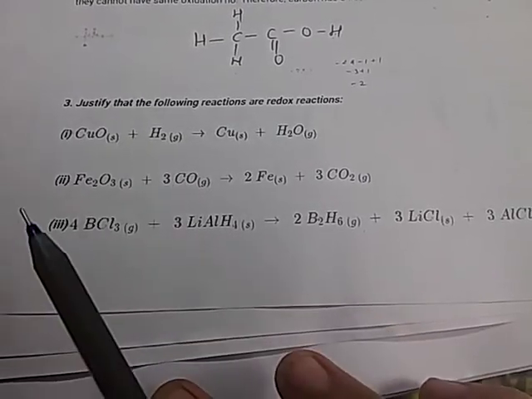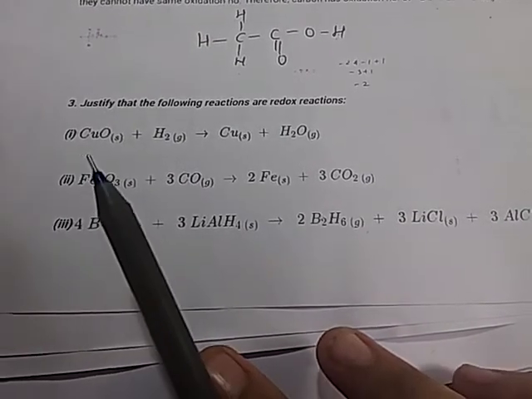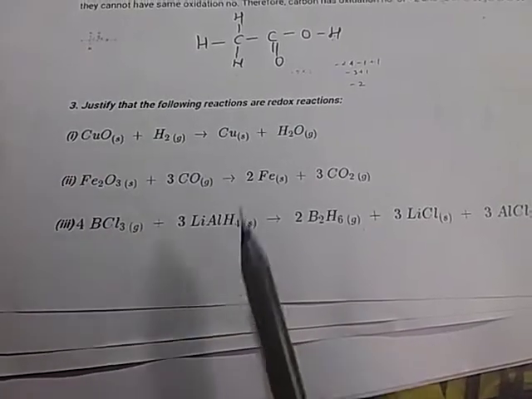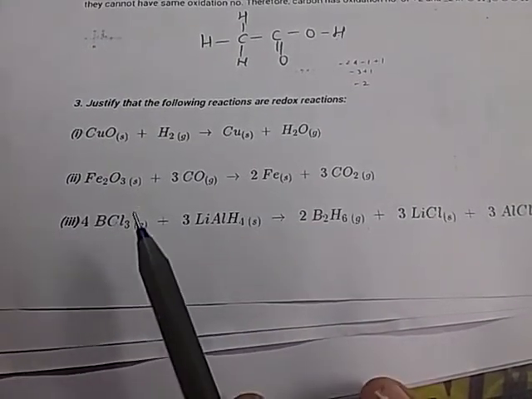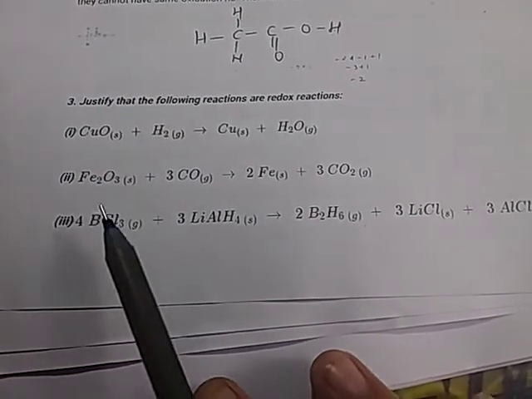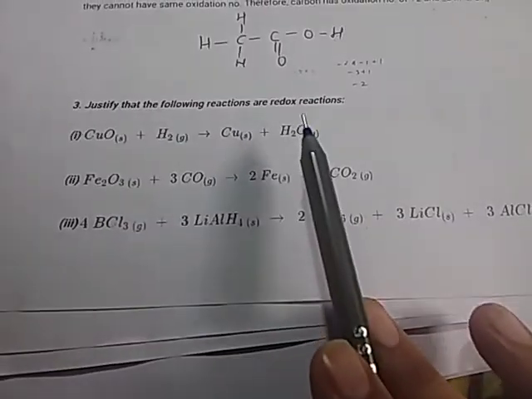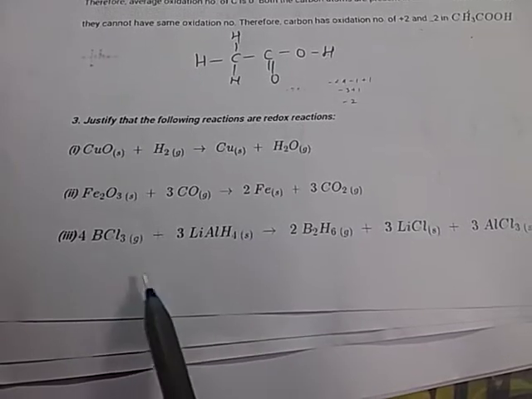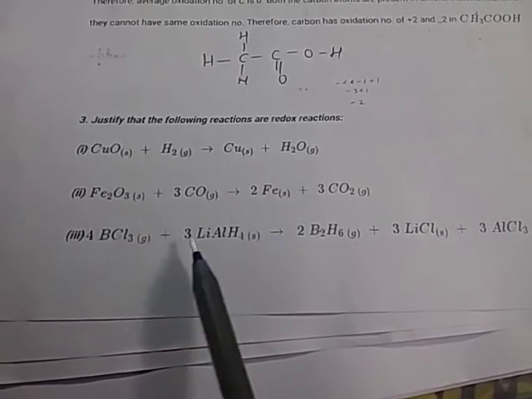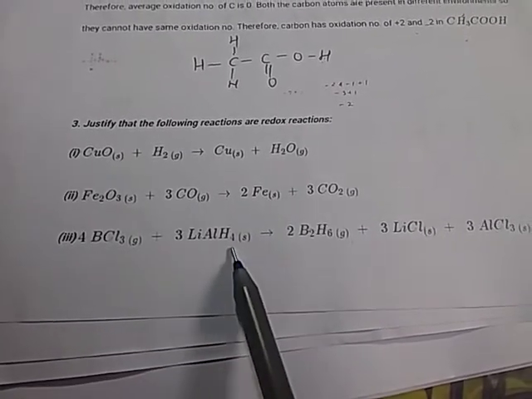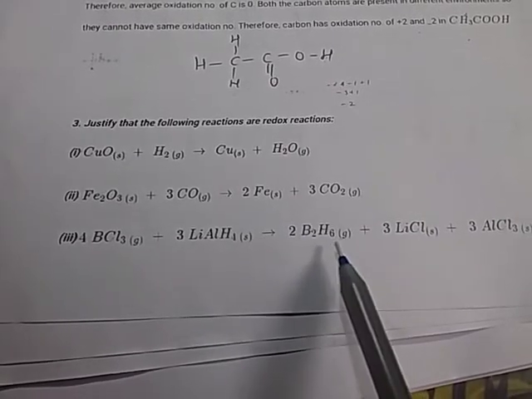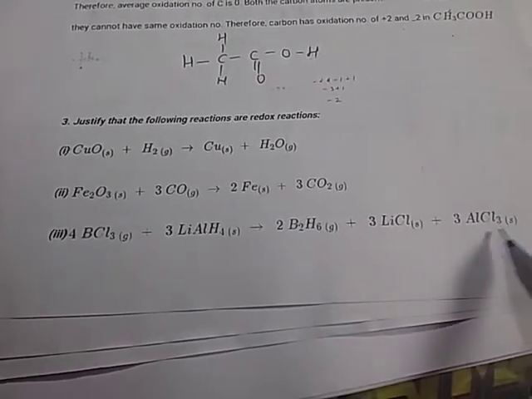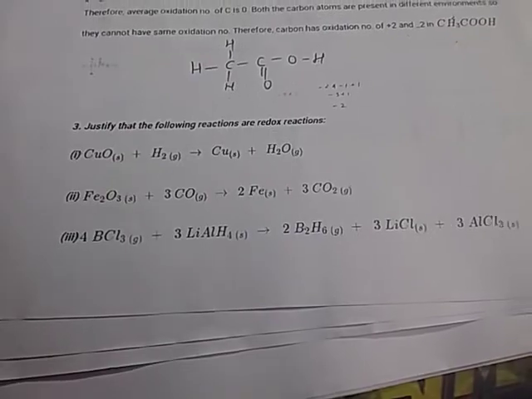In the last video I already explained exercise question numbers 1, 2 and 3. But the remaining questions are 2 and 4. Justify that the following reactions are redox reactions. The remaining third number 4 is: 4 BCl3 gas plus 3 lithium aluminum hydride convert into B2H6, LiCl plus AlCl3.